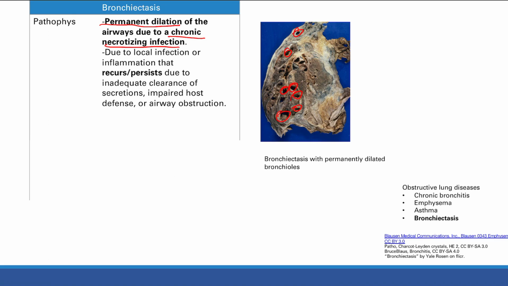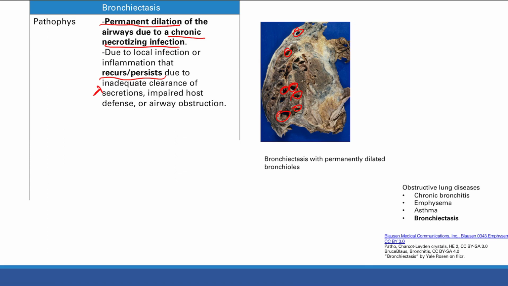Okay. And the reason why you get this permanent dilation is you get a local infection or inflammation that recurs or persists. And it can recur or persist for various reasons. You can have inadequate clearance of secretions, you can have impaired host defense, you can have airway obstruction. So if you have all these secretions that are just sitting there in your lung tubes, airway tubes, the bacteria is going to grow there and you're going to get an infection.